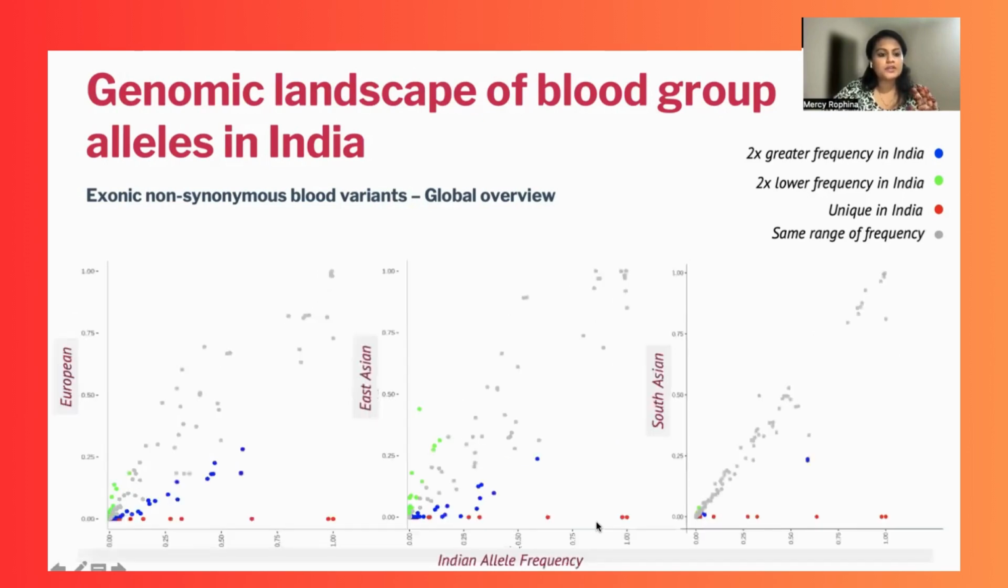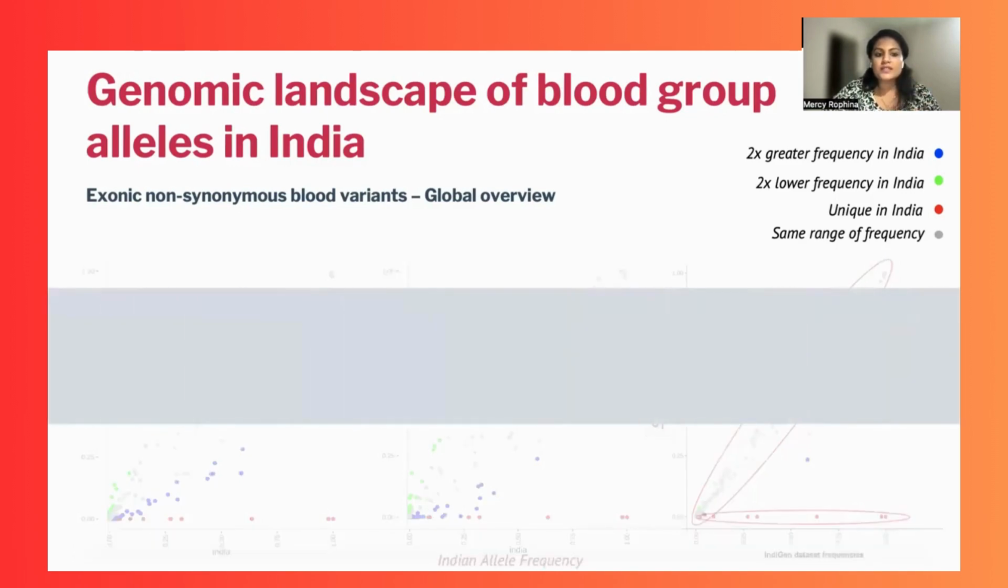And if we compare it with Europeans, East Asians, and South Asians, we can clearly see that in the South Asian panel, there is a streamlined flow of these dots, which signifies that the frequency distribution of the blood group variants in India is very similar to that of the South Asian population. In addition, we also see a handful of red dots, which signifies that although the blood group variant frequencies are very similar between the Indian population and the other South Asian population, we also have a handful of unique blood group variants which are seen only in the Indian population.